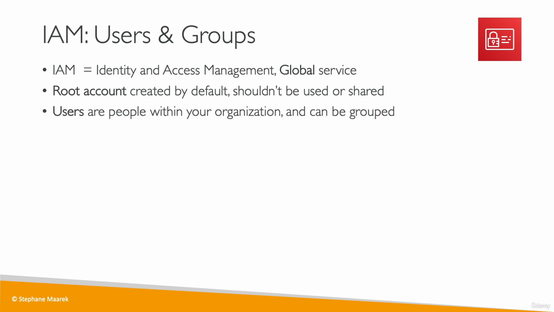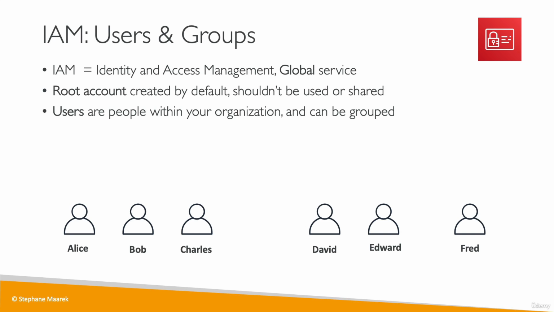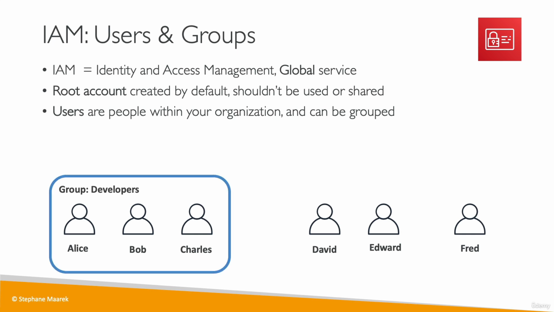So you will create users in IAM, and one user represents one person within your organization. And the users can be grouped together if it makes sense. So let's take an example. We have an organization with 6 people: Alice, Bob, Charles, David, Edward, and Fred. So all these people are in your organization. Now, Alice, Bob, and Charles, they work together. They're all developers. So we're going to create a group called developers, regrouping Alice, Bob, and Charles.